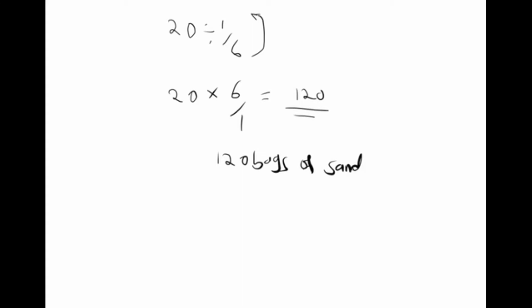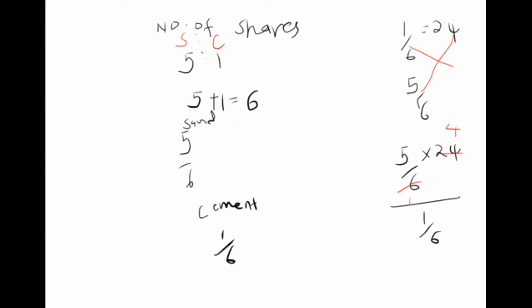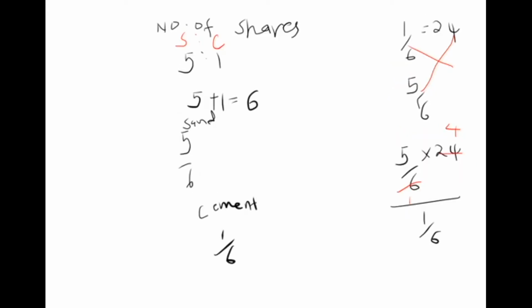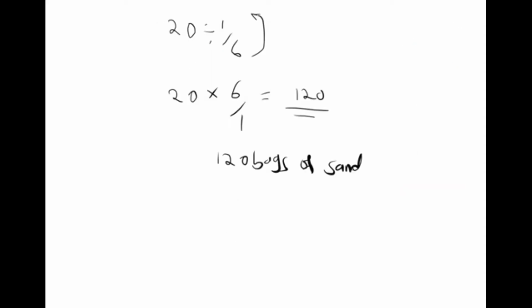Then let us go back to the question. The question asks us, how much was the amount of sand used in tons? Therefore, we shall have 120 times each bag was 50 kgs, times 50, we get 6,000 kilogram.